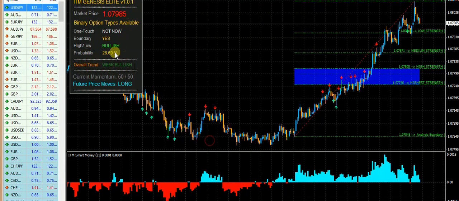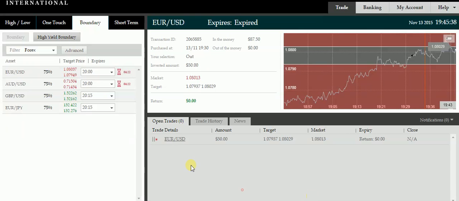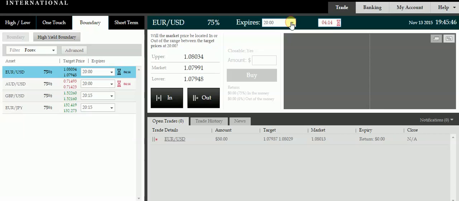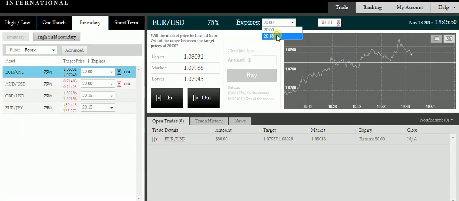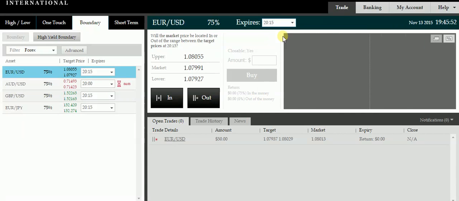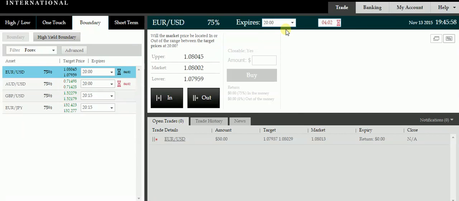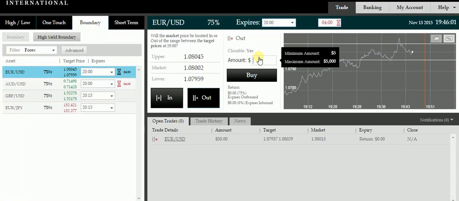So we do have a 26% probability of this trade to finish in this boundary. So because of this divergence here, we'll see. Let's make a decision if we are going to take this trade to finish at 8 o'clock. So we do have another position, so we'll probably take this 8 o'clock to finish out of that boundary for an investment amount of 125.